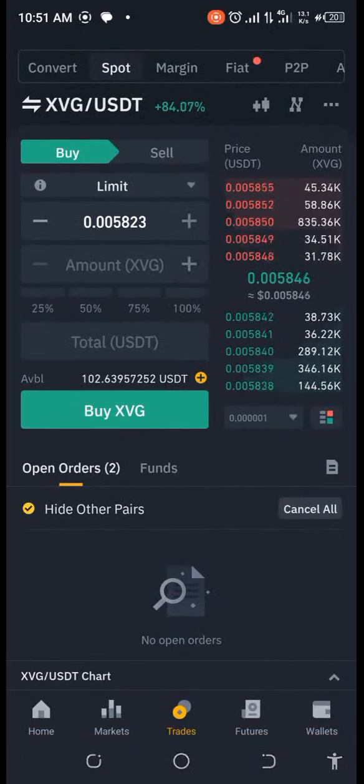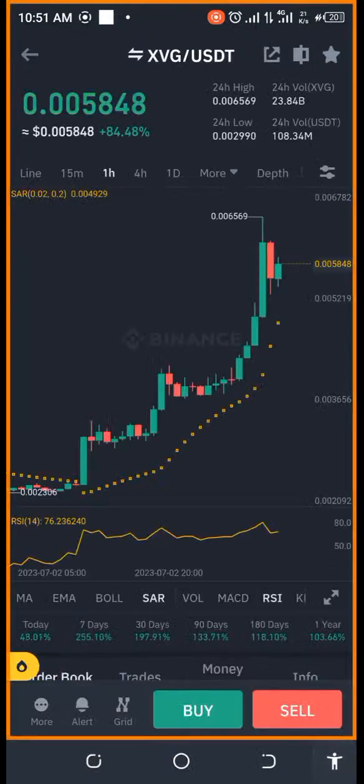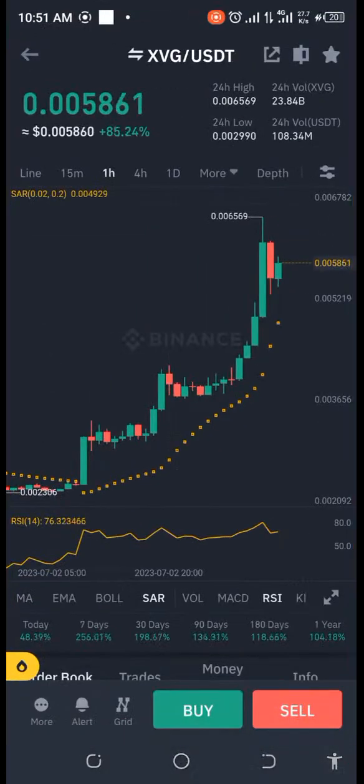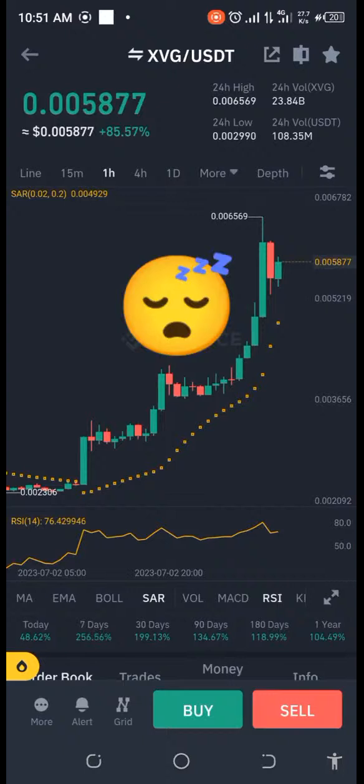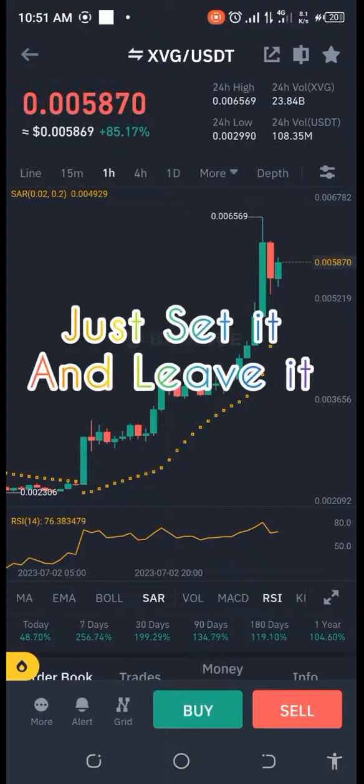Now, let's take a look at the charts. Now you can see what happened. This executed a couple of hours ago while I was sleeping. Like I tell you, I love it when I make money while I'm sleeping. That's the beauty of trading. Just set it and leave it and go to sleep.